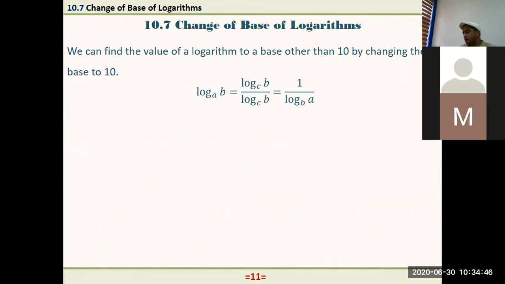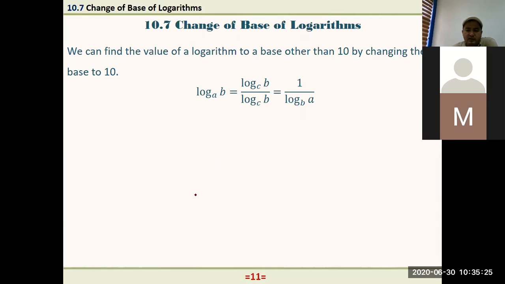And that is one important concept that is used in a lot of applications or in solving problems. Okay, so here we can find the value of a logarithm to a base other than 10 by changing the base to 10. Sometimes we may have to change the base of the logarithm, right? Especially solving problems. If you want to convert your logarithmic equation into exponential, first you have to simplify this. To simplify this, we have to use some properties of logarithms, like the product rule or power rule, right?